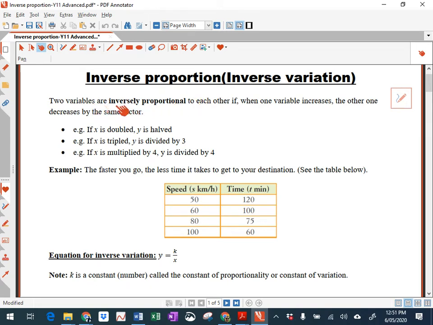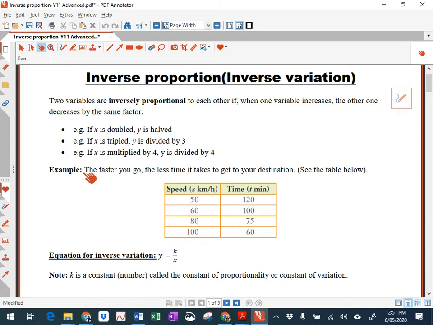Two variables are inversely proportional to each other if, when one variable increases, the other one decreases by the same factor. So, for example, if x is doubled and y is halved, that is inverse variation. If x is tripled and y is divided by 3, that is inverse variation. If x is multiplied by 4 and y is divided by 4, that is inverse variation.